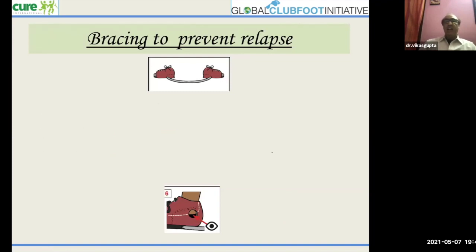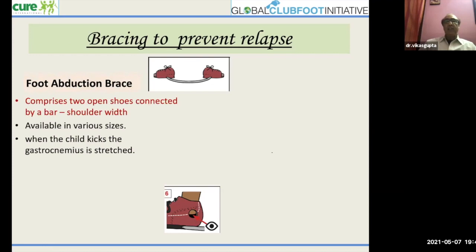These comprise two open shoes, connected by a bar, which is equivalent to shoulder width, available in various sizes depending on the foot size. And the beauty of these braces is that when the child kicks, the gastrocnemius is stretched by the angle which the bar has, and it has a peeping hole to actually see whether the heel is resting on the sole or it is high riding.